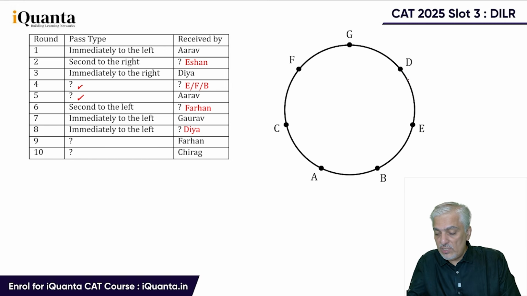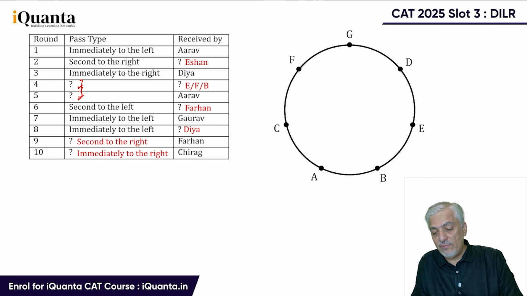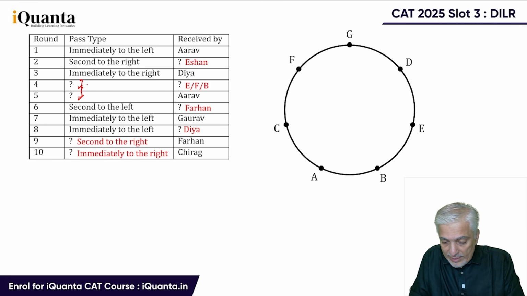From Diya, where is Farhan? Second to the right. That means this will become second to the right. And from Farhan, where is Chirag? Immediate to the right. So we still are not sure of these two calls. But let's understand one more time very carefully what it can definitely not be. Now, here I'm going to write what it cannot be. We just said D cannot pass the ball to G. The reason I explained, because G is away from A. So this point cannot be immediate to right.